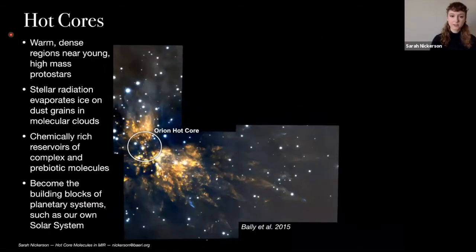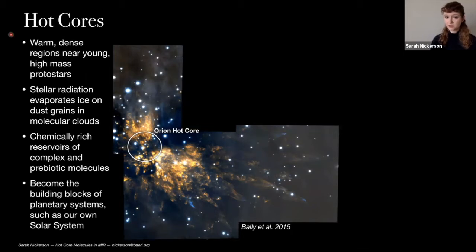And so just to start with, what are hot cores? So hot cores are the warm, dense regions near young, high-mass protostars. If it's a lower mass protostar, it's also known as a hot corino. So there's similar phenomena happening whether the star is high mass or lower mass.